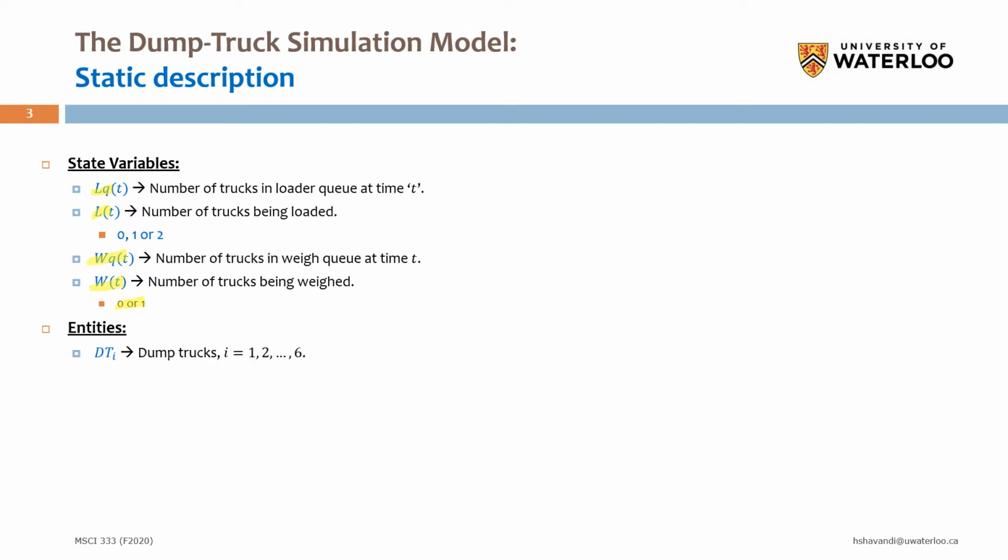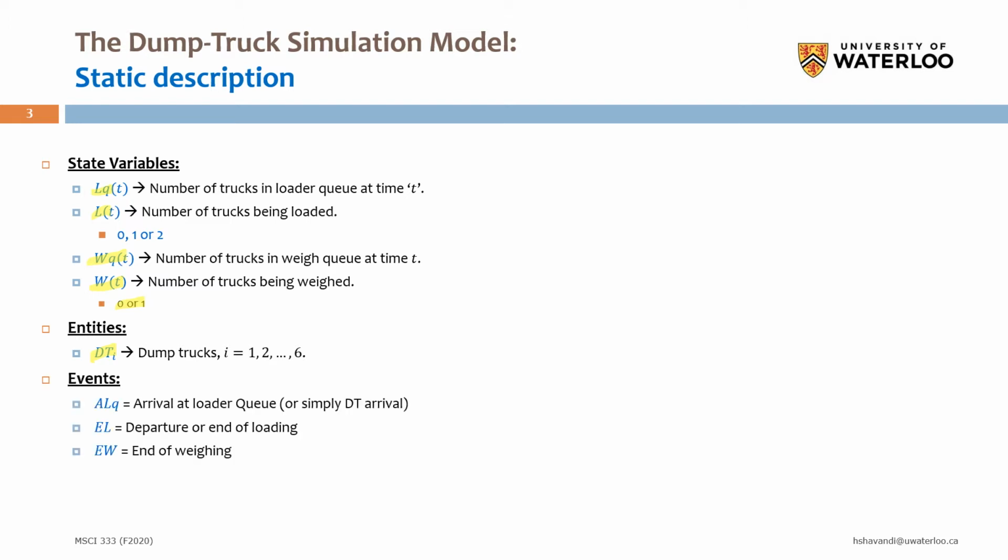Okay, and for entities, here we have just 6 dump trucks, not more than that. And for the events, we have the arrival event at loader queue, which we show by ALQ, then departure from the loading station, which we show by EL, end of loading, and end of weighing, which is departure from the scale station.